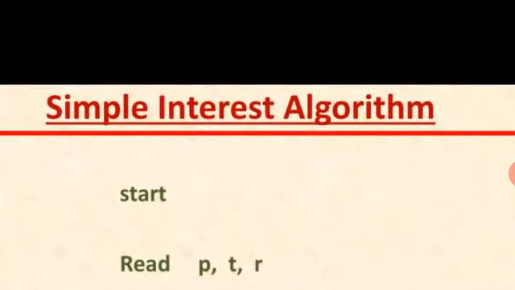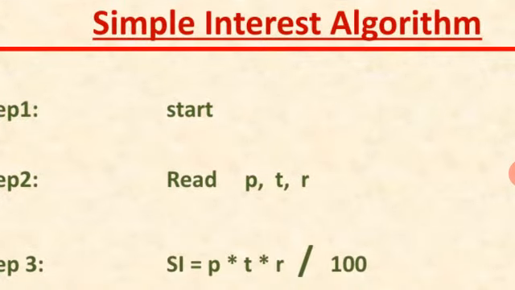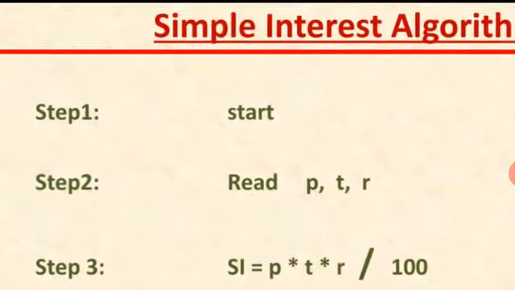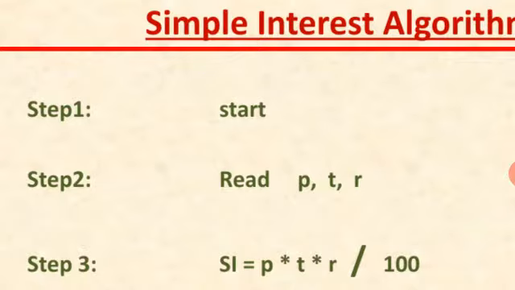To understand the second example, it is an algorithm to calculate the simple interest. It begins with step number 1, start. Step number 2, to find the simple interest, what are the things we require? We require PTR values. What are these PTR values? P stands for principal amount, T stands for time period, and R stands for rate of interest. P, T and R. These three values we require to find the simple interest.